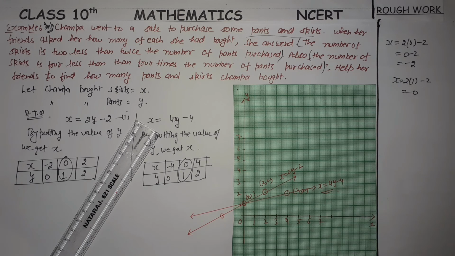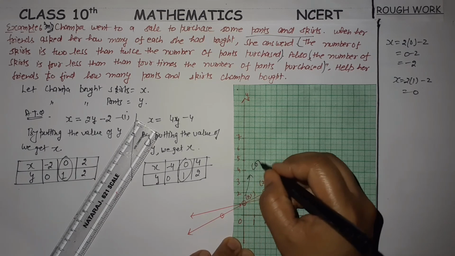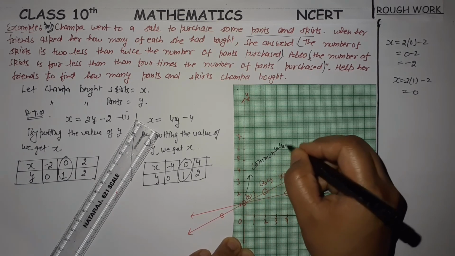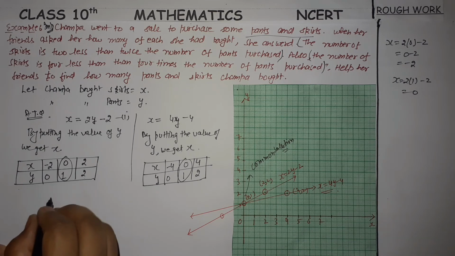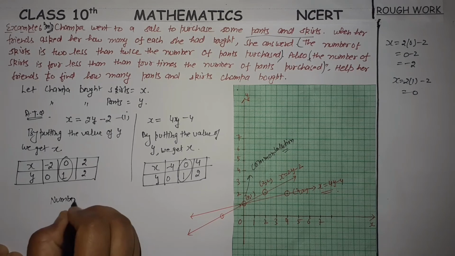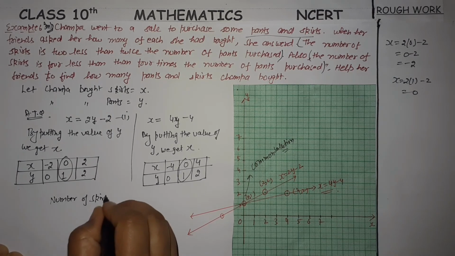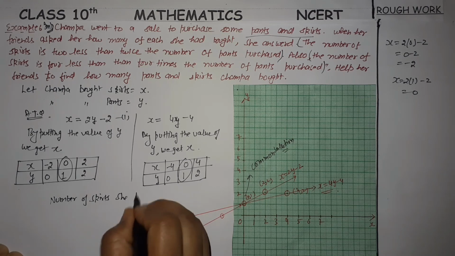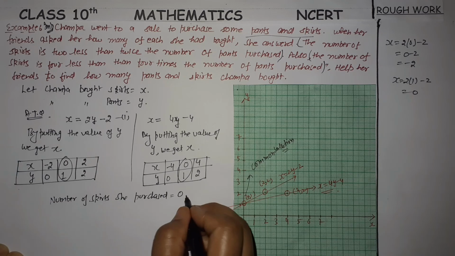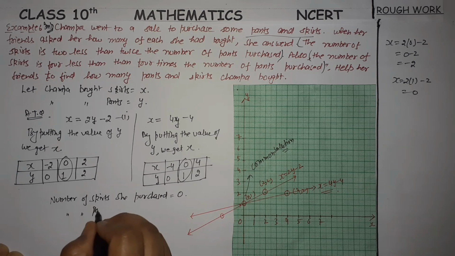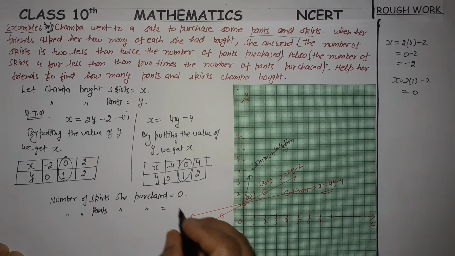Both lines meet at 0, 1. That is the common solution, and the common solution is your answer. Here x is 0, that is, the number of skirts she purchased is 0. The number of pants she purchased is 1. That is your answer.